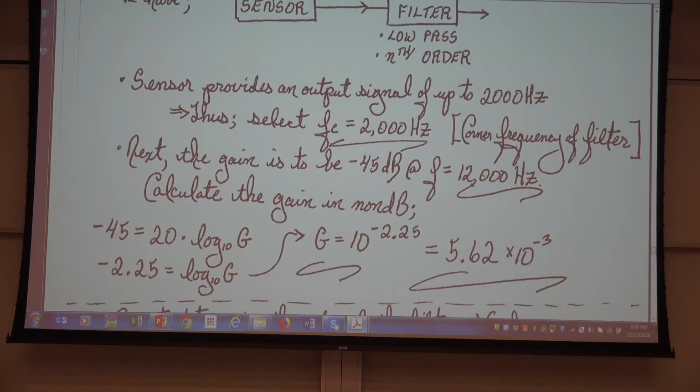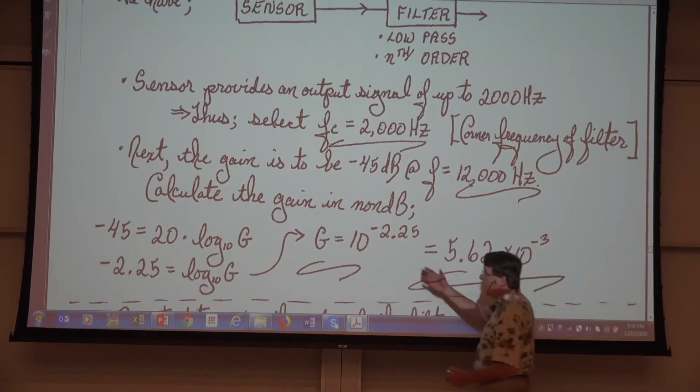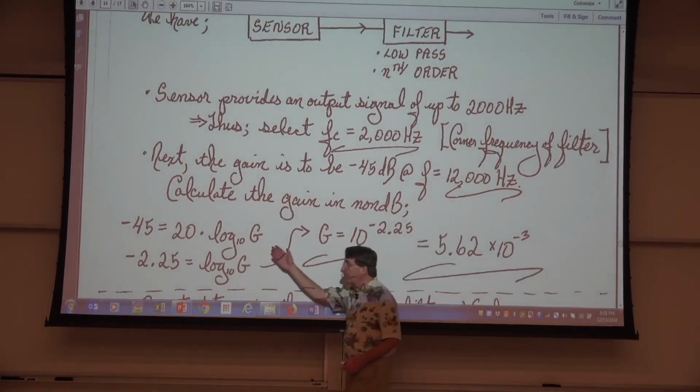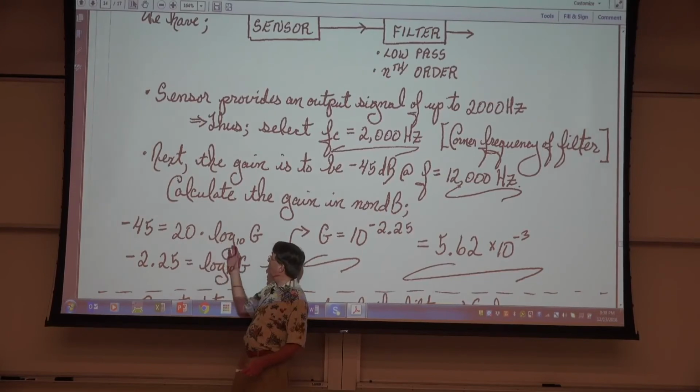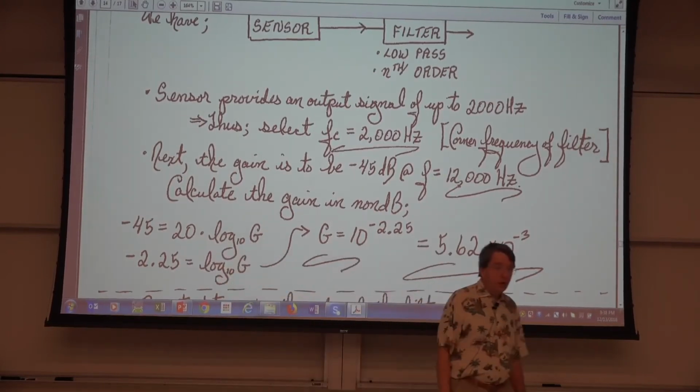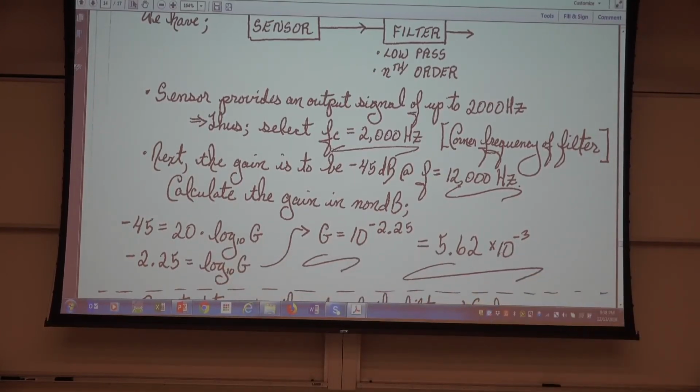So the first thing you have to do, because we're going to use a formula that requires the gain in non-dB, is to calculate the gain in non-dB. Now, this formula is given on the formula sheet. The gain in dB is 20 times the log to the base 10 of G, where G is the gain in non-dB. So I solve, and minus 45 dB in this case means that the gain is 5.62 times 10 to the minus 3.